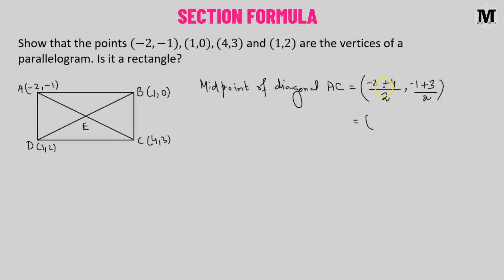Fine. So here we have 4 minus 2, that's going to be 2. 2 divided by 2, so that's 1. Then we have 3 minus 1, that's also 2. 2 divided by 2, 1. So that means the midpoint of diagonal AC comes out to be 1, 1.